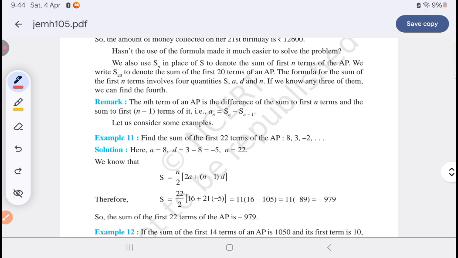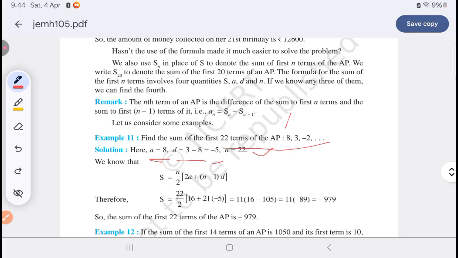Here, find the sum of the first 22 terms of the AP. You have to find the first 22 numbers of this series. Starting number is 8, that is a equal to 8. The difference is 3 minus 8, which is minus 5. So the total number of terms is 22.